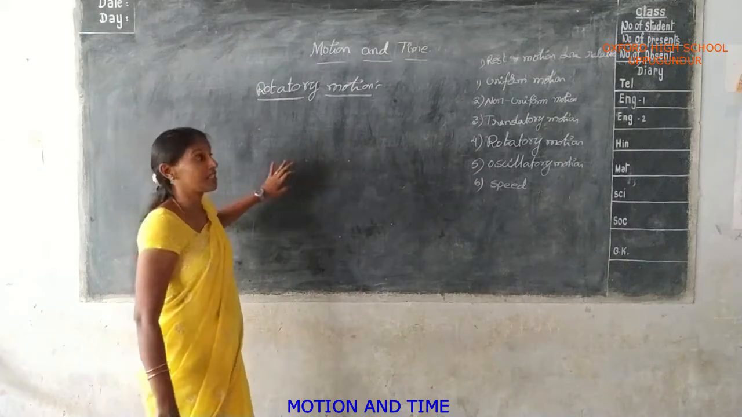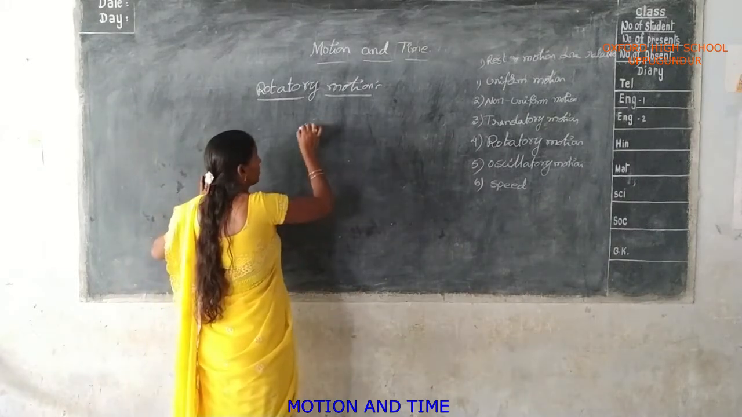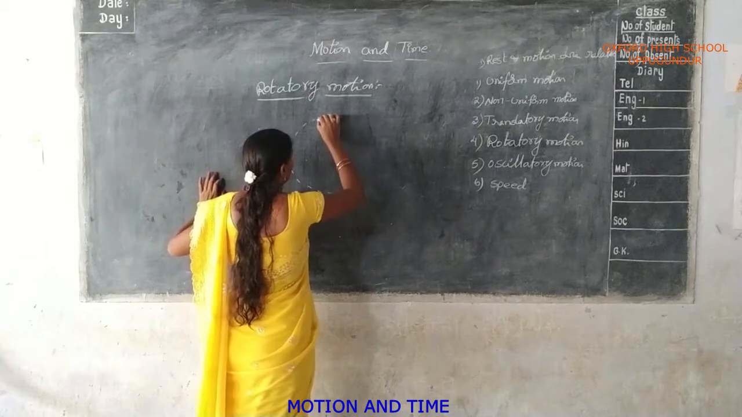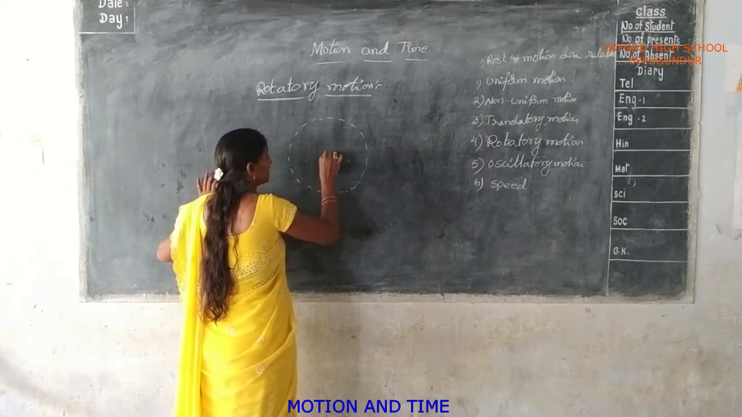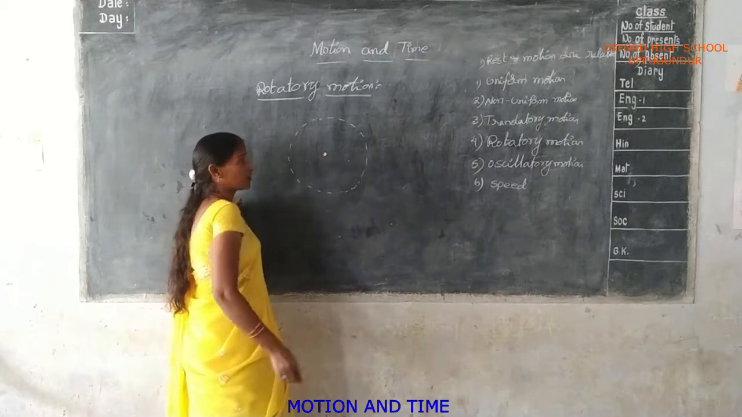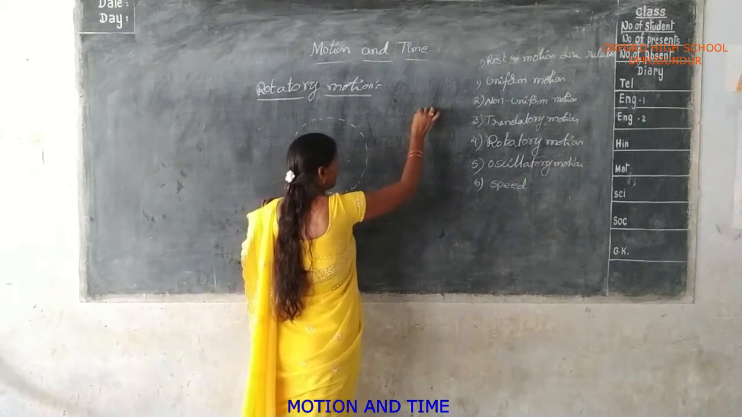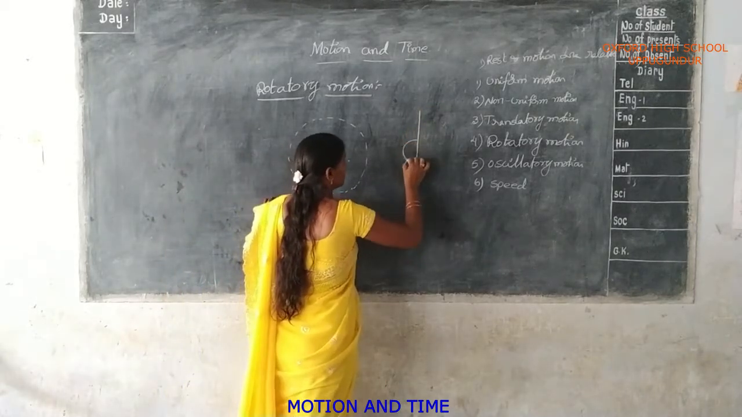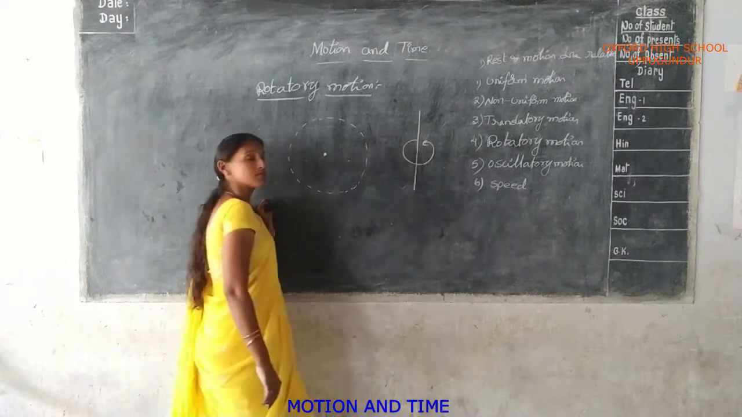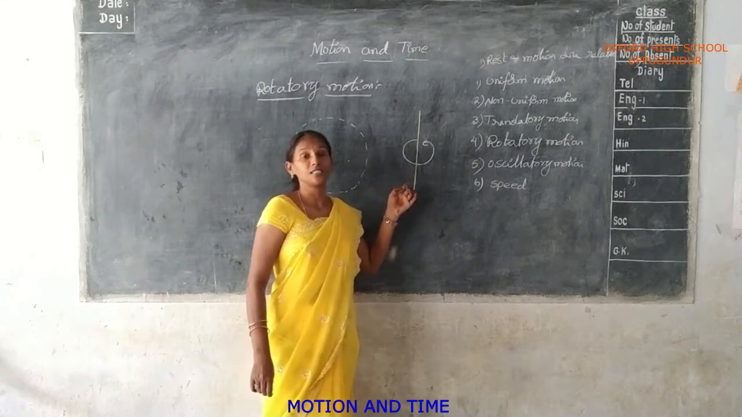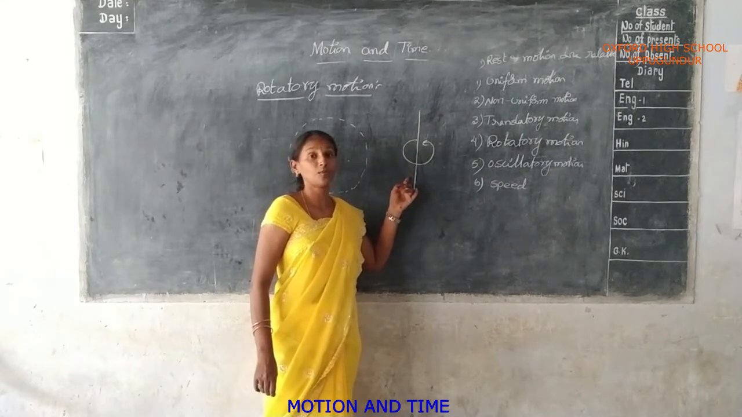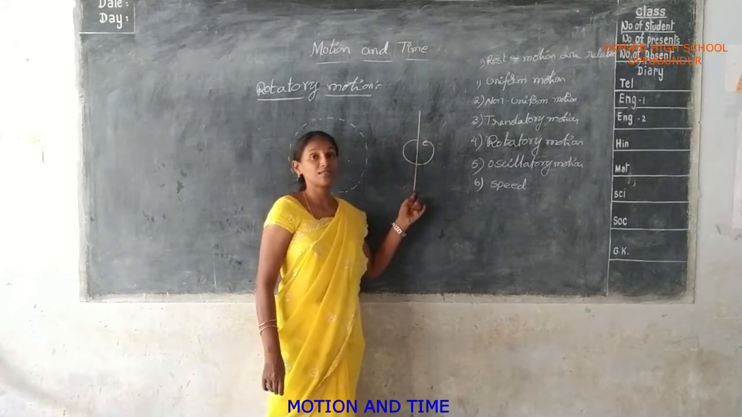of rotation. For example, an object present in a circular path depends on the center, which supports it. Suppose the object is like this; this is also the axis of the center. This one also supports the object. So this is the axis of the center.